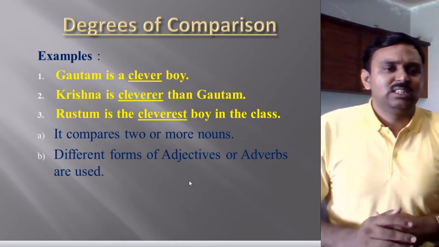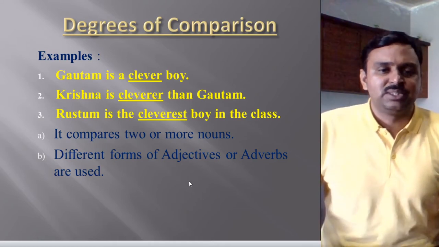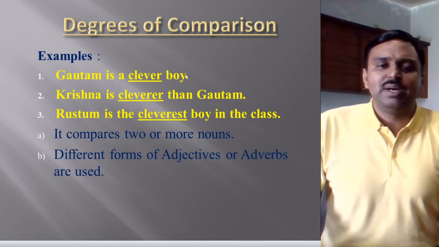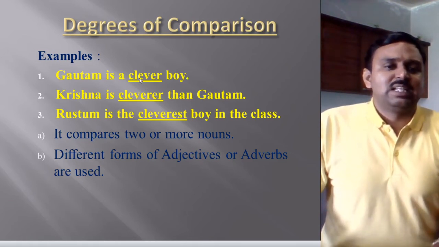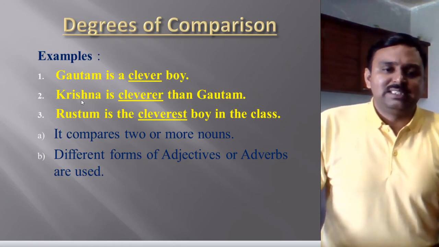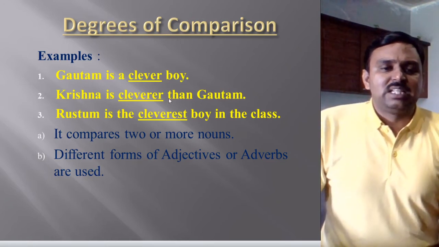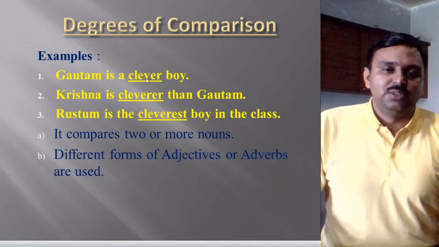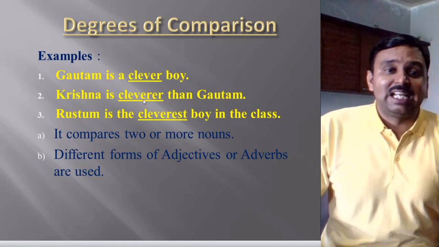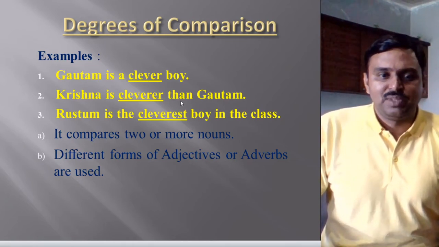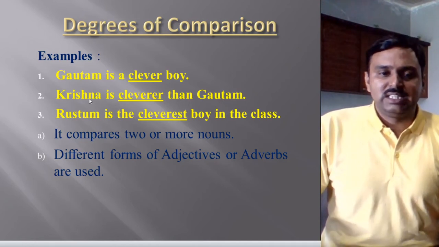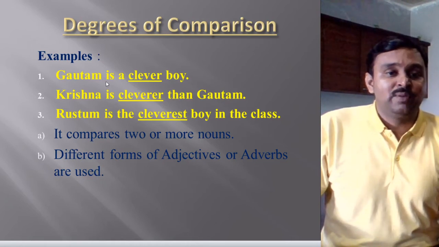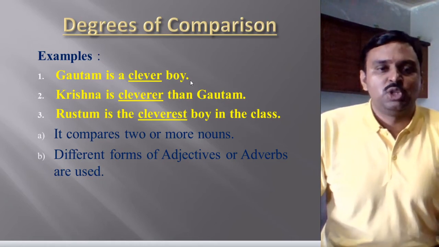Now before we go ahead, let's go for the examples of degrees. Look at the first example. Gautam is a clever boy. So boy is a noun and clever is an adjective here. Second example, Krishna is cleverer than Gautam. So he is cleverer here. In the first it was clever, in the second it is cleverer, and than is used, and we are comparing two things here. Krishna is compared with Gautam. Here we are not comparing Gautam to anyone, but we can compare if we want.